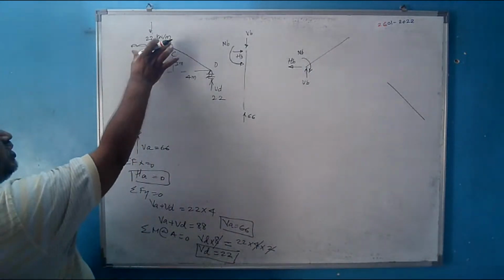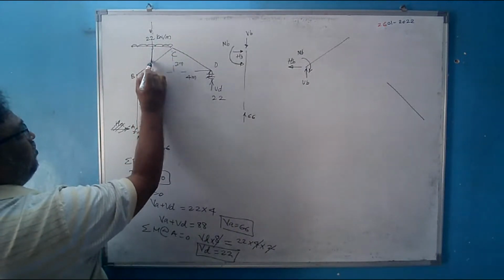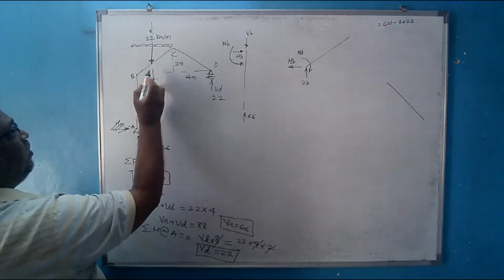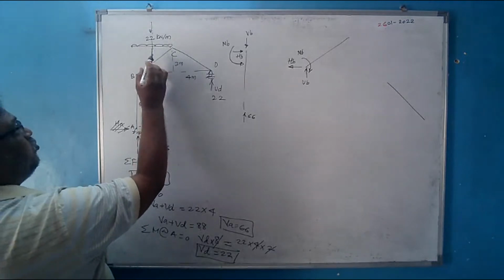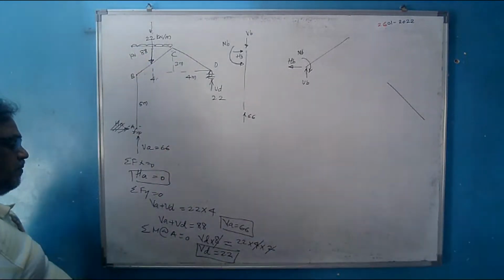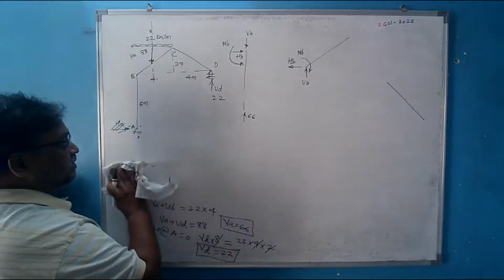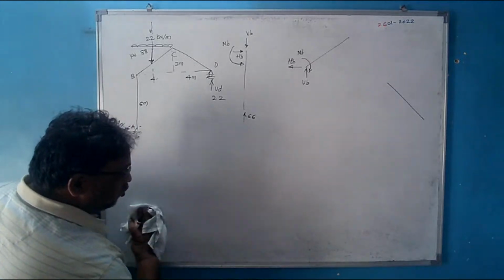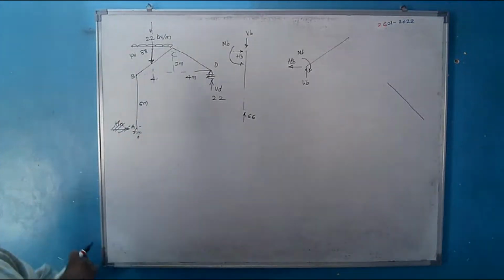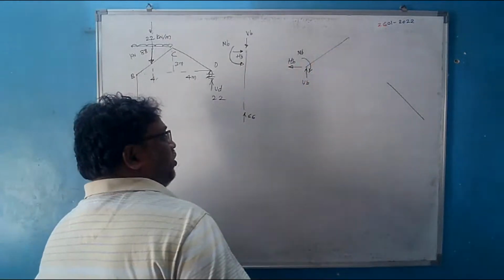Now what to do with this UDL? How much is this UDL? See, this is the UDL which is acting on this member, and how much will that be equal to? The total load will be equal to 88 kilonewton. Is it right? The span is 4. How do we have to show that force here? Because this is in the form of a uniformly distributed load, I have to show a uniformly distributed load here.